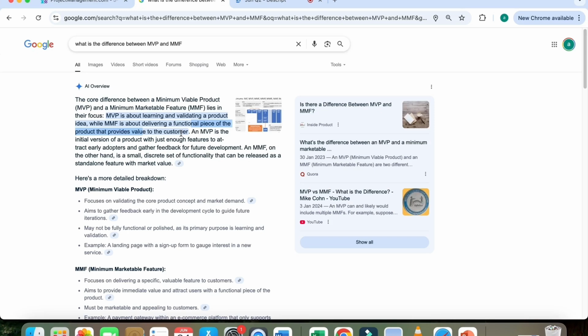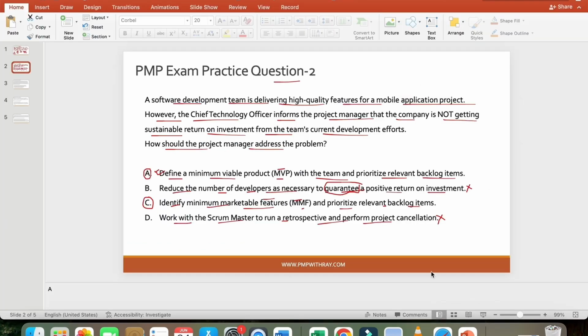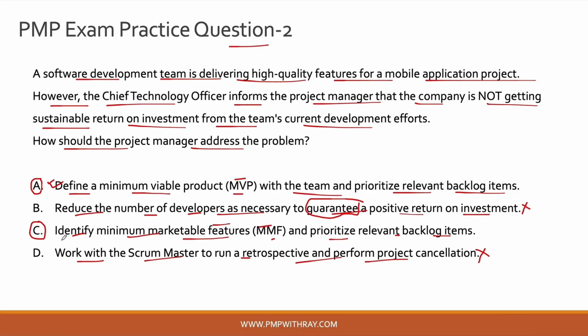Okay, now with that understanding, if we come back to this question, I hope all of you now will agree with me that the correct answer to this question is option C, because your CTO is raising a concern that the project is not generating return on investments with the development efforts, and that is why you need to identify the minimum marketable features and prioritize the relevant backlog items to make a version of the product which is saleable in the market. MVP does not guarantee a saleable product.